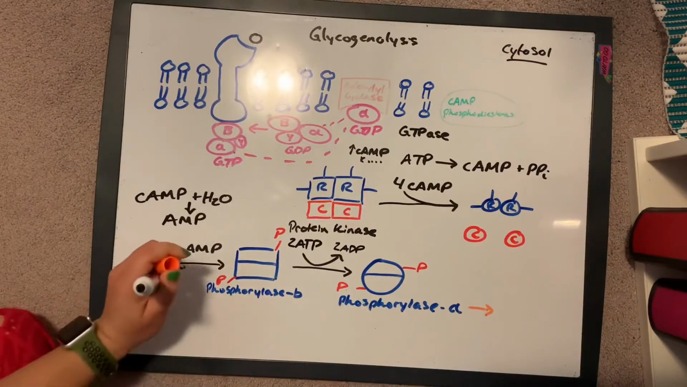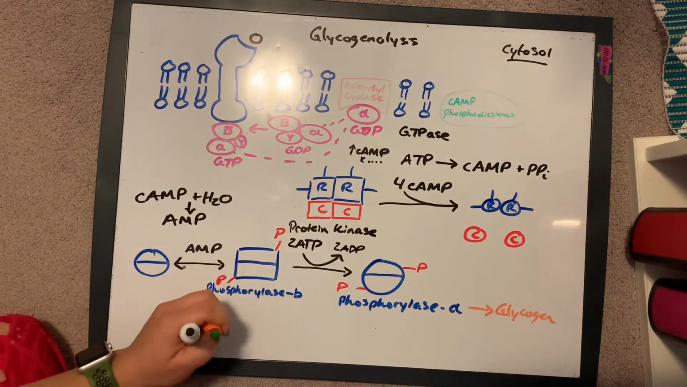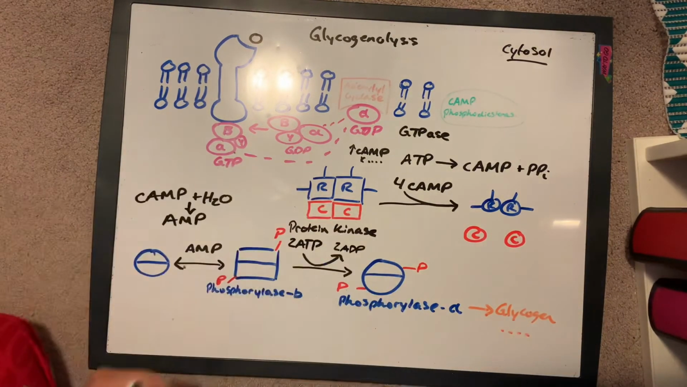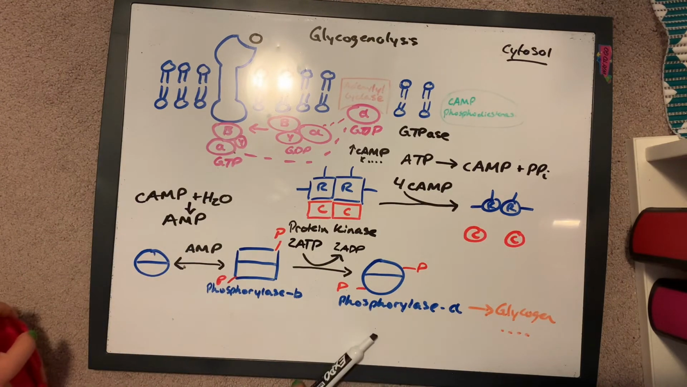Oops, I can't move that. That tells glycogen to be released as glucose. And that's a whole other reaction that I'm not really going to talk about right now because it takes too much time. But with phosphorylase A, we're obviously going to need controls.